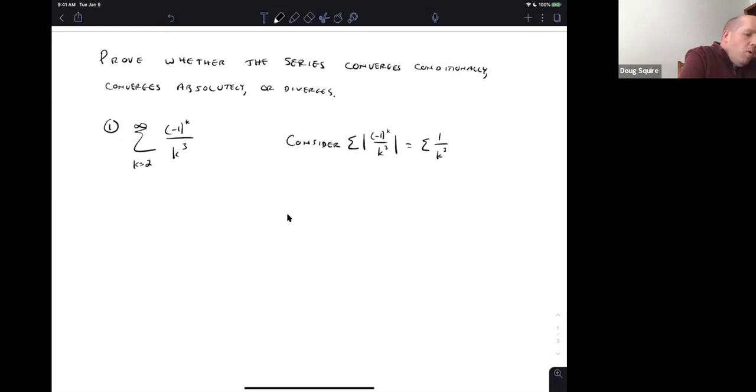What does the sum of 1 over k to the third do? Converges. How do we know that that converges? The p series test. It's a p series. Yeah, perfect. So this is a p series where p is 3, which is bigger than 1. Does that make sense? Okay.